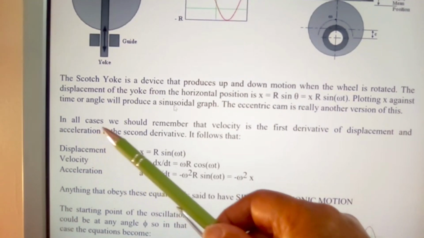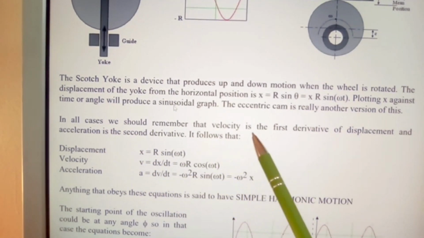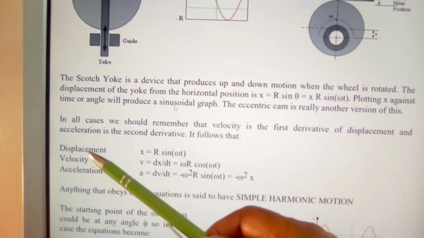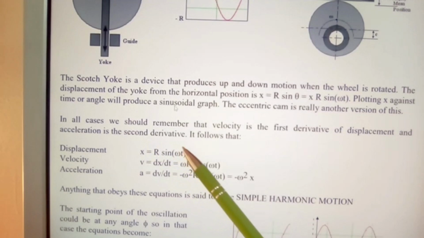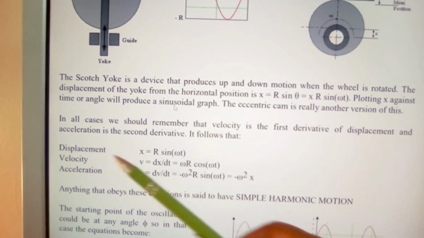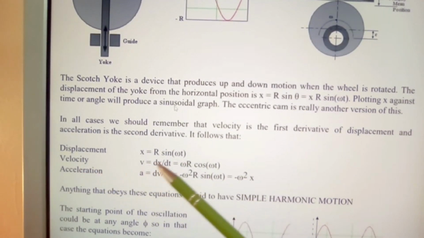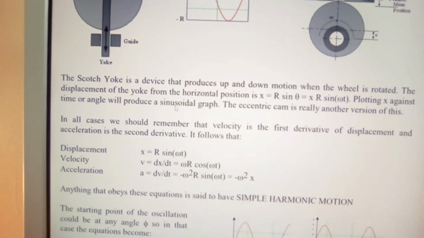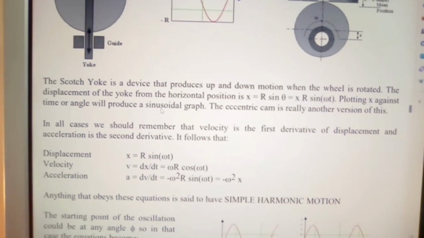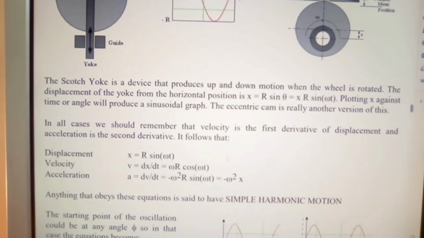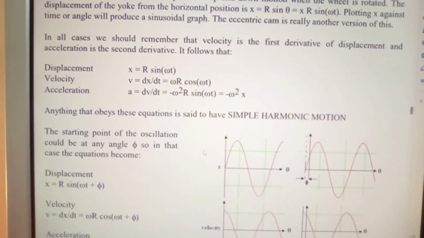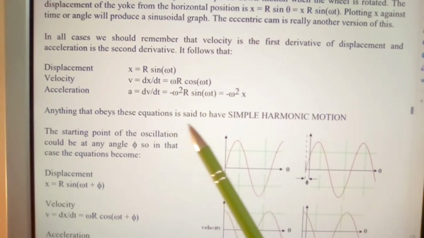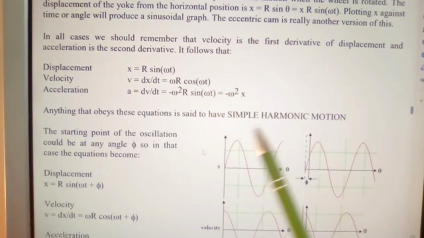In all cases, we should remember that velocity is the first derivative of displacement and acceleration is the second derivative. It follows that displacement, etc., velocity, etc., acceleration, etc. And these are your formulas you will need to apply. Anything that obeys these equations is said to have simple harmonic motion.